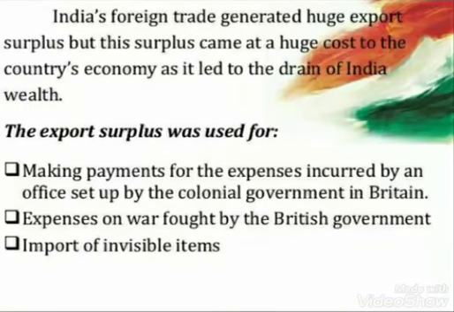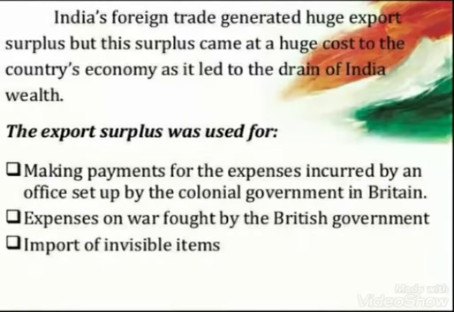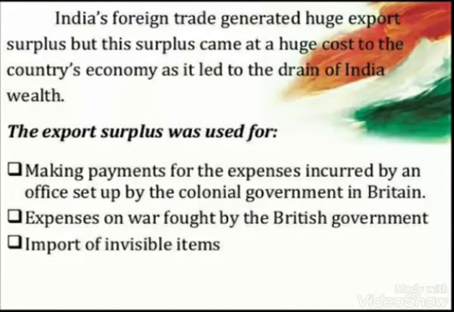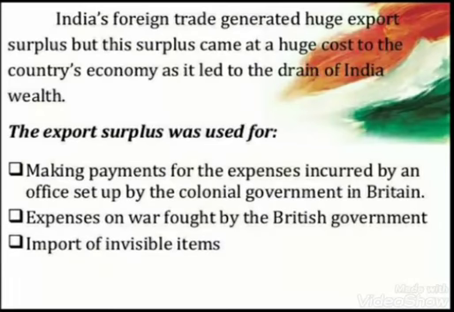And do you know that this export surplus did not bring any gold and silver into India, but this export surplus money was rather used by the Britishers for making payment for the expenses incurred by an office which was set up by the colonial government in Britain. They also used this export surplus for the expenses on wars fought by the British government and the import of invisible items.